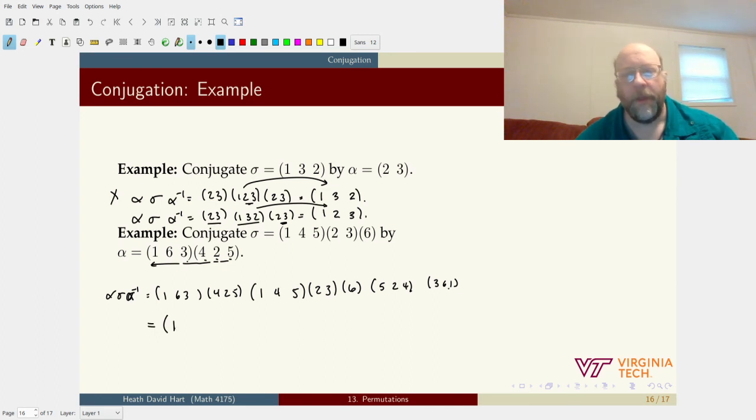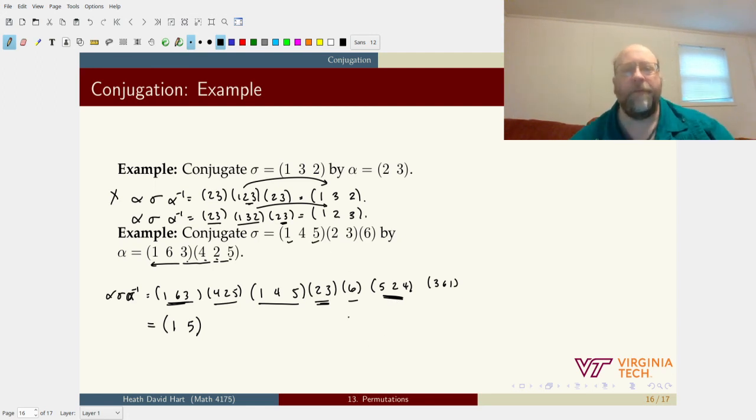Start with 1. 1 goes to 3. Doesn't do anything to 3. 3 goes to 2. Nothing happens to 2. 2 goes to 5, and then nothing happens to 5. 5 goes to 2. 2 goes to 3. Nothing happens to 3 until right here, and then 3 goes back to 1, and that closes off a cycle. So we've taken care of 1 and 5.